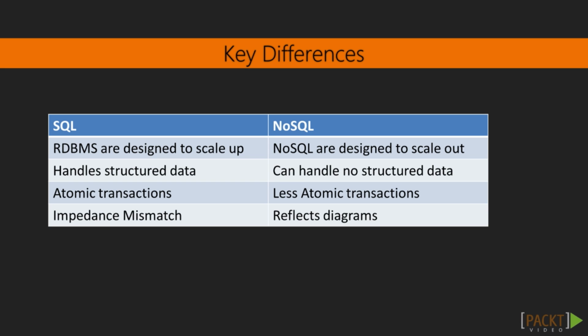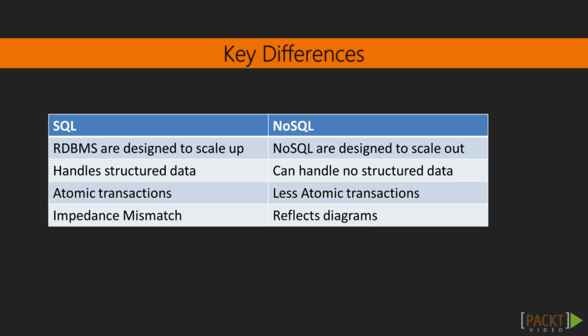The second key difference between SQL and NoSQL is that SQL handles structured data. That is, different documents need to use the same fields. They need to adhere to a specific structure. However, NoSQL can handle unstructured data, so a specific document does not need to have the same fields as another document. There's a little bit more flexibility there.